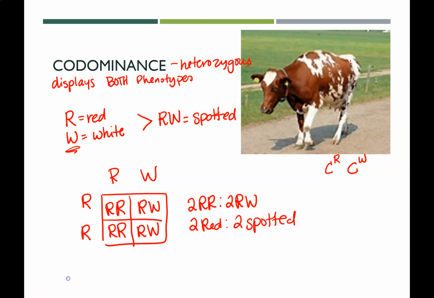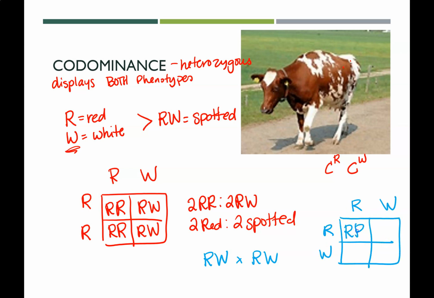Let's cross a heterozygous with a heterozygous. So let's write that over here. Heterozygous with heterozygous. Here we're going to get red, spotted, spotted, and white. So here we get a 1 to 2 to 1 genotype ratio. We get a 1 red to 2 spotted to 1 white phenotype ratio. Again, notice that the heterozygous displays both of them equally. So this cow would be the heterozygous.